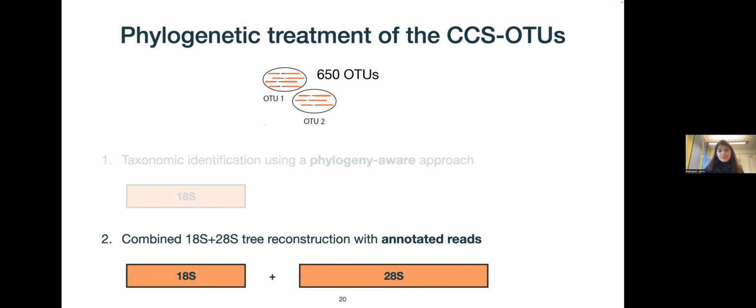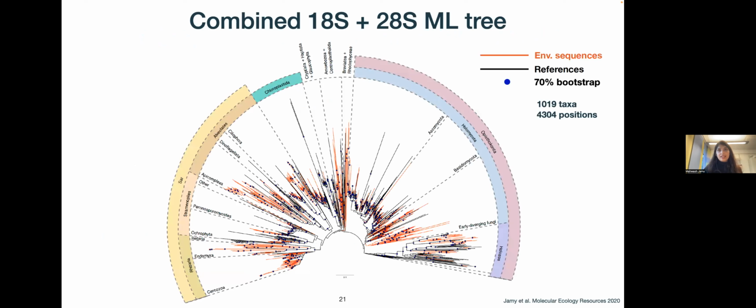So now that we had labeled our OTUs, we used both the 18S and the 28S genes to construct phylogenies to investigate the diversity of our samples. And this resulted in this phylogeny, which spans all of eukaryotic diversity, or at least it covers all of the eukaryotic major groups. In this tree, branches in orange are our 650 OTUs. And the branches in black are reference sequences from databases for which we have both the 18S and the 28S sequence from the same species.